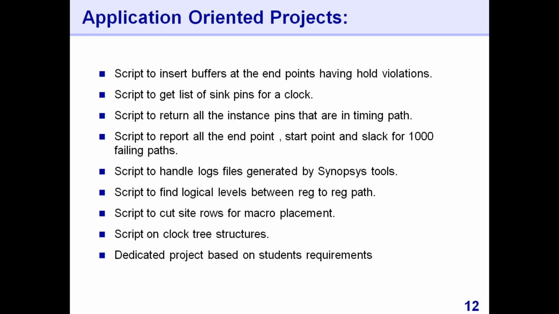The next script is a script to get the list of sync pins of a clock. If you want all the sync pins for any specific clock, we can write our script. The next one is a script to return all instance pins that are in a timing path. Then a script to report the endpoint, start point, and the slack for 1000 failing paths. For example, report_timing -max_paths will give a detailed report for 1000 paths, but if you are only interested in the endpoint, start point, and the slack, we can write the script.